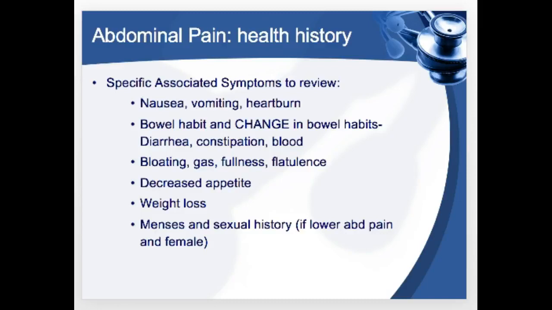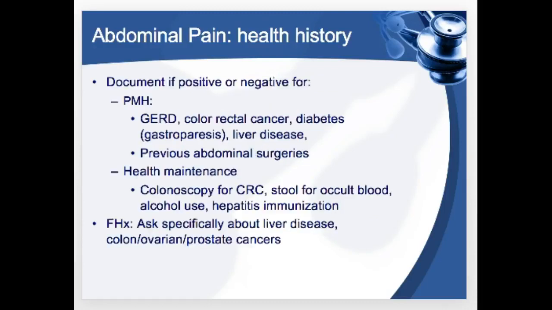Get a menstrual history and a sexual history if the pain is kind of more lower abdominal area. This is really important in females with, you know, right and left lower abdominal pain. Make sure that you're asking about past medical history, specifically colorectal cancer, gastroesophageal reflux disease, any liver problems. Diabetes is in here because diabetes can cause gastroparesis, which is a delayed gastric emptying and decrease in peristalsis. So the food tends to sit in the stomach for longer, which can cause nausea, feelings of fullness, things like that, vomiting sometimes.